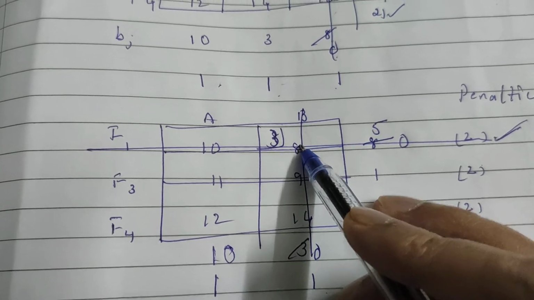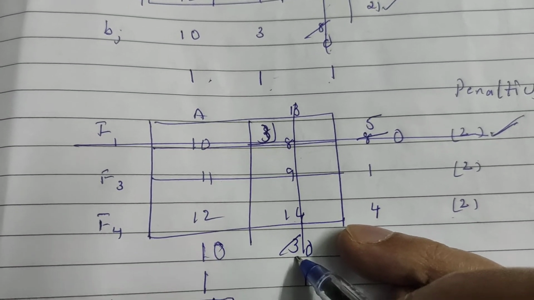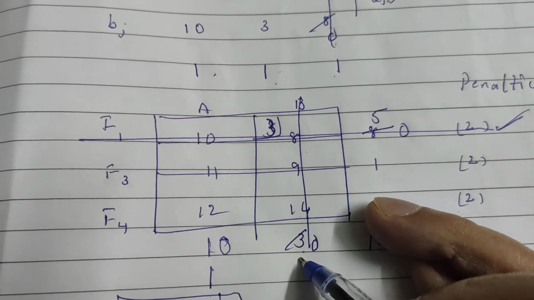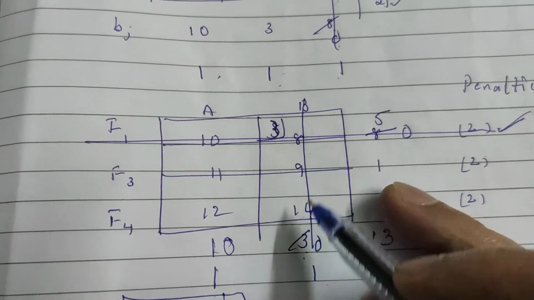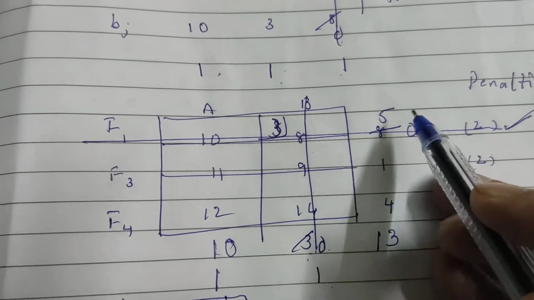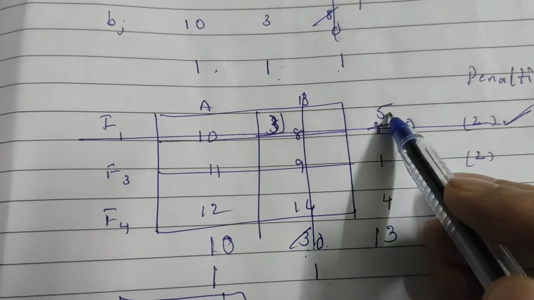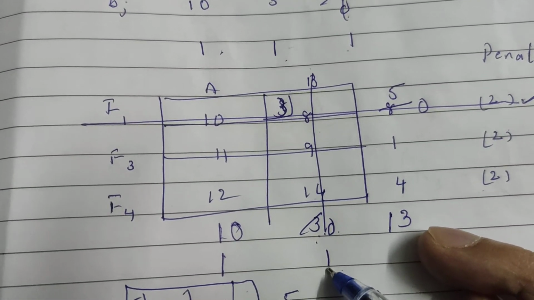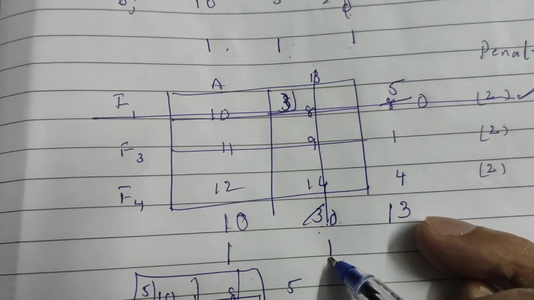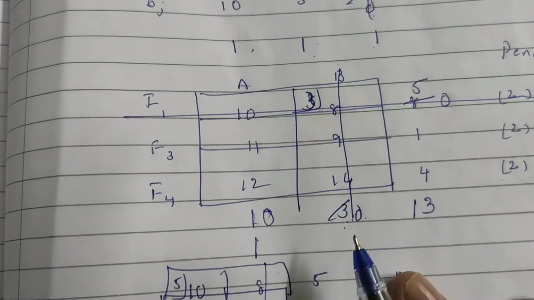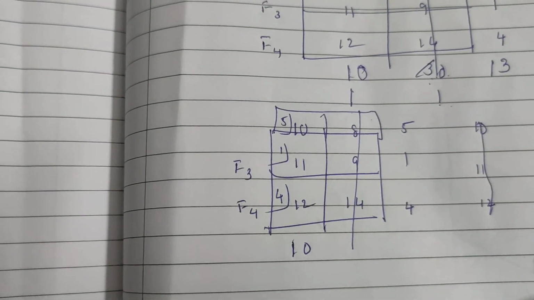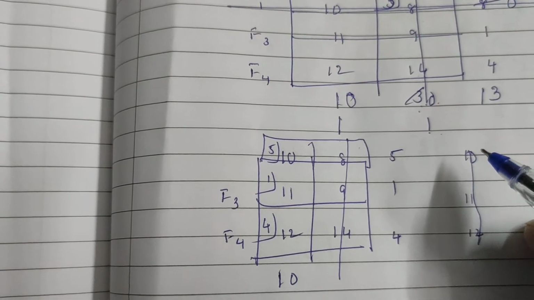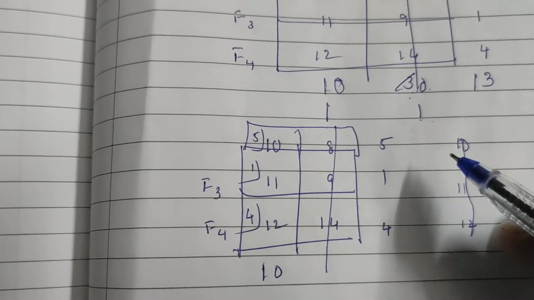The demand is 3 and the supply is 8. So the demand is the minimum, and we allocate the minimum value here. So 3 minus 3 is equal to 0, 8 minus 3 is equal to 5. We delete column B and write down table number 4.